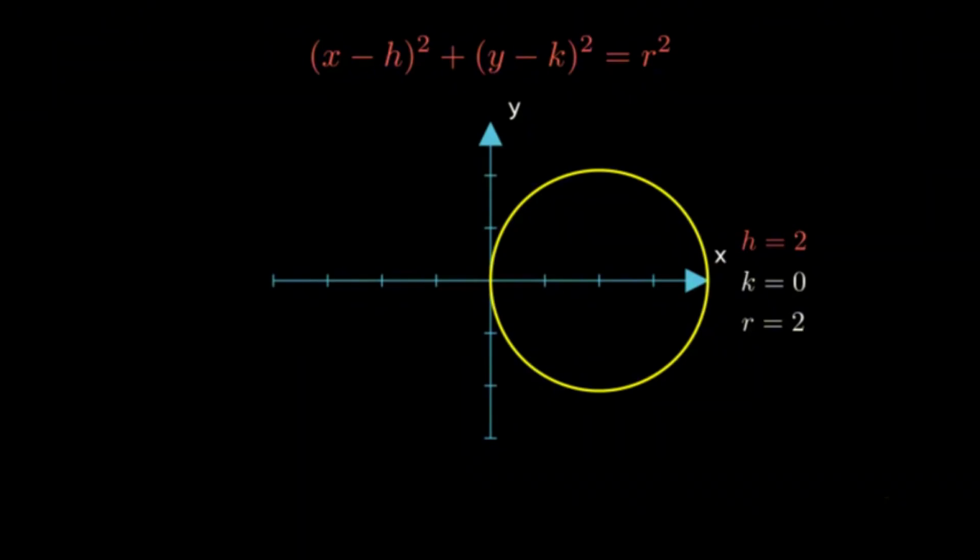This happens because we're subtracting h from x in our equation, so a larger h value moves the circle in the positive x direction.